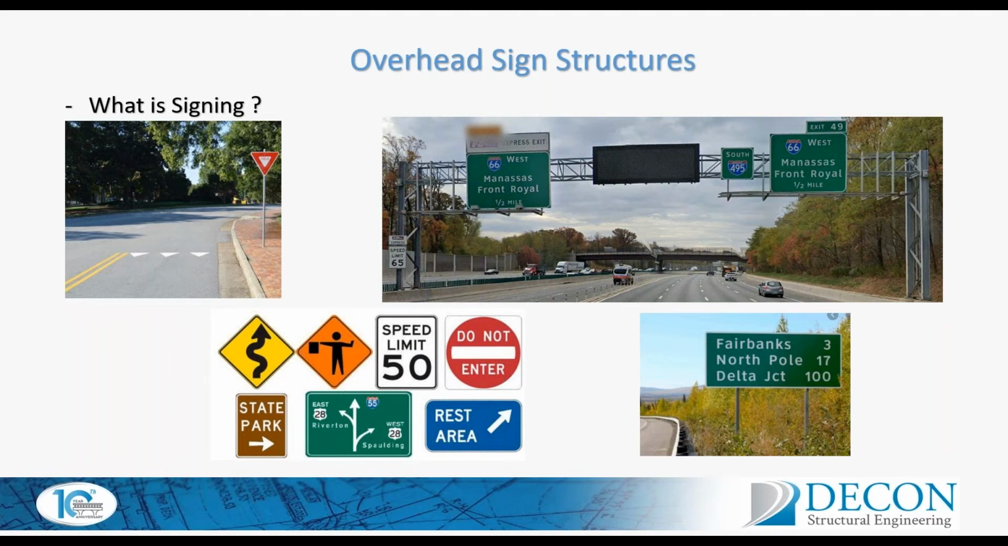So signing is an integral part of the highway plan, and as such is developed with roadway and bridge design. Sign support structures are divided mainly into two categories. One is the road signs, and two, the overhead sign structures, as you can see on your top right corner of your screen. For the purpose of this presentation, we'll be mostly focusing on the overhead sign structures. So what are overhead sign structures?